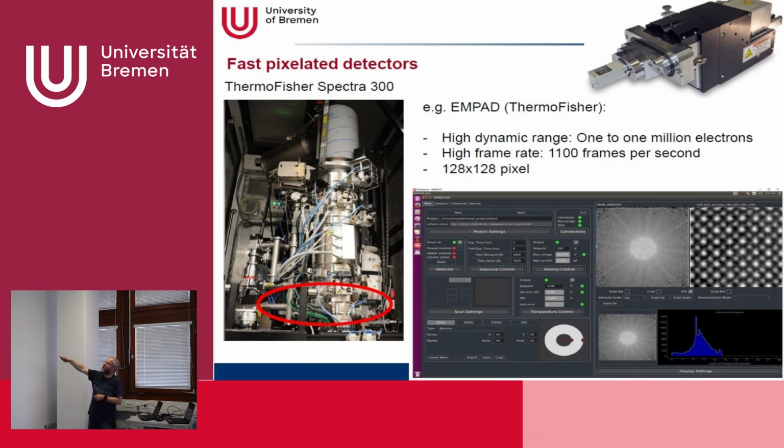For example, we have the so-called MPAD detector installed in our machine, and it has a very high dynamic range, which ranges from 1 electron that we can detect in a pixel, so it has single electron sensitivity, and it can count up to 1 million electrons. We have a high frame rate of this detector, so we can measure 1,100 frames per second for 128 by 128 pixels.